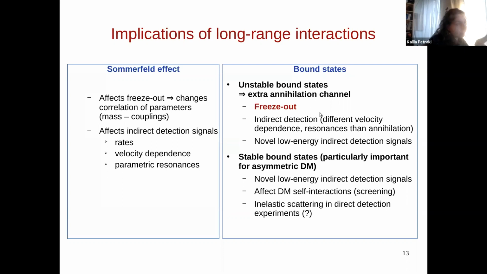In addition to unstable bound states, there can also be stable bound states, and the formation of stable bound states, of course, can affect the dark matter phenomenology, in fact, even more dramatically. And this is something that's particularly important for asymmetric dark matter models.